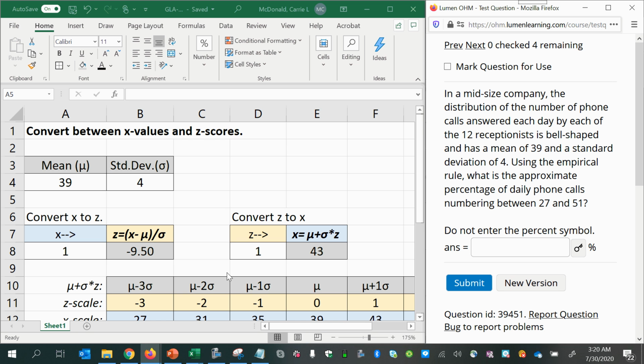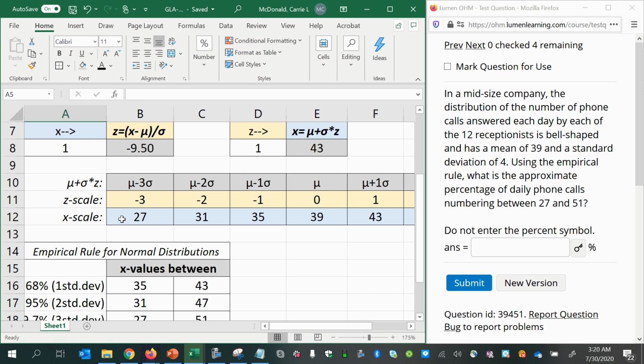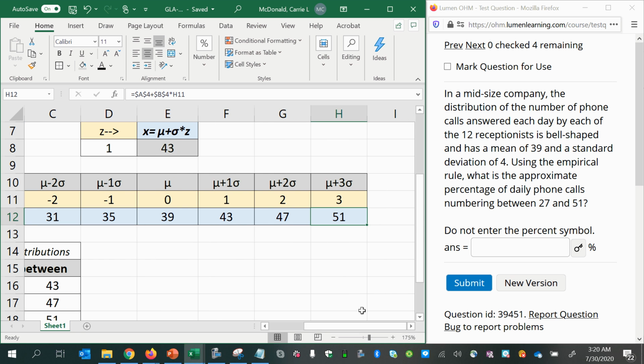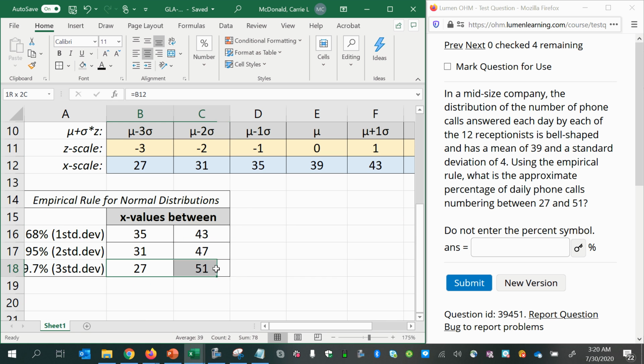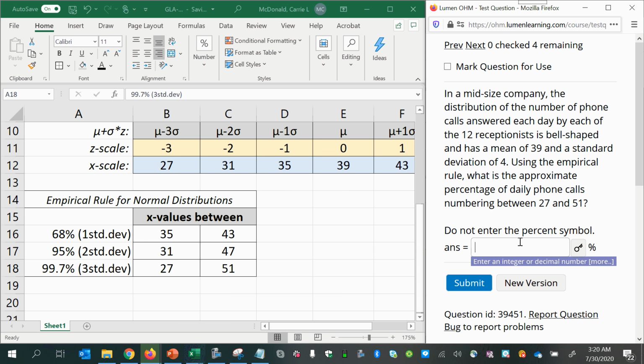Okay, so 27 and 51 here is 27. 51 is here. I also have that showing up right in here, which corresponds to, I need to make this bigger, 99.7% according to the empirical rule.